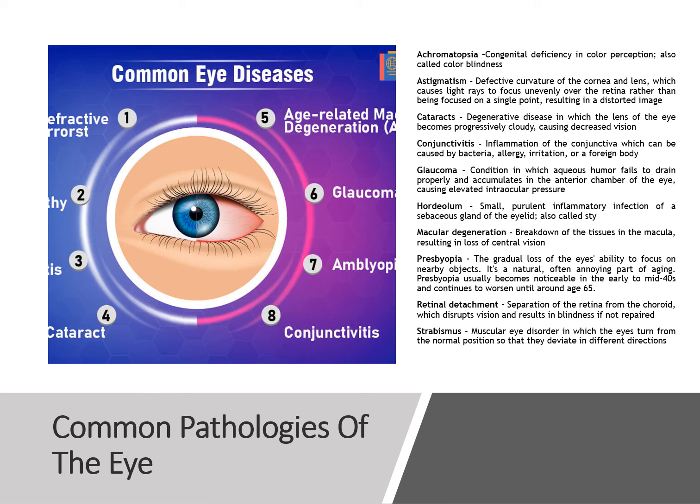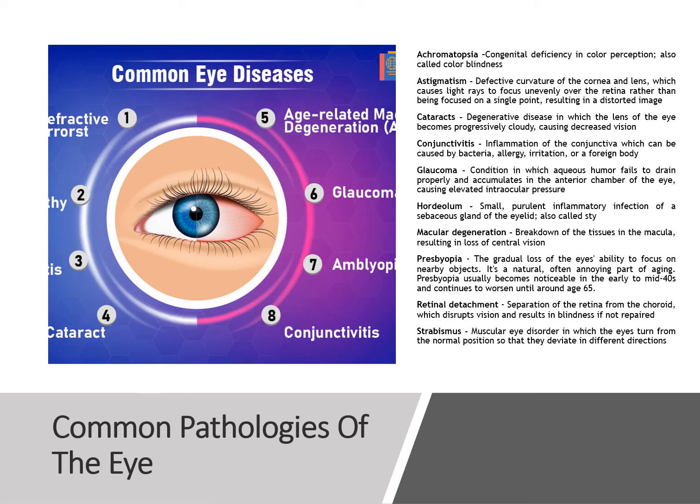Glaucoma. This is a condition in which aqueous humor fails to drain properly and accumulates in the anterior chamber of the eye, causing elevated intraocular pressure. Hordeolum. This is a small, purulent infection of a sebaceous gland of the eyelid, also called a stye. Macular degeneration. This is the breakdown of the tissues in the macula, resulting in loss of central vision.